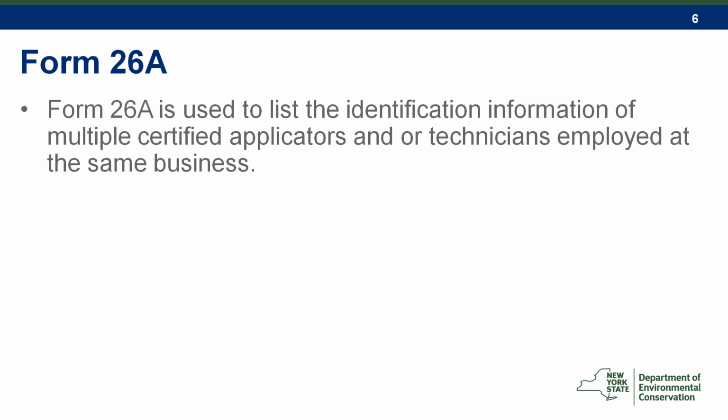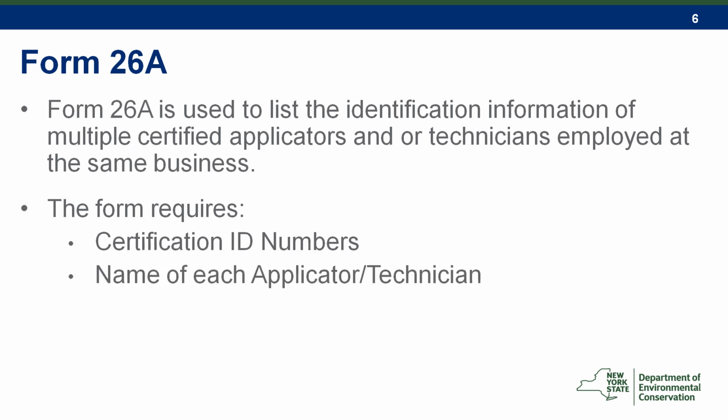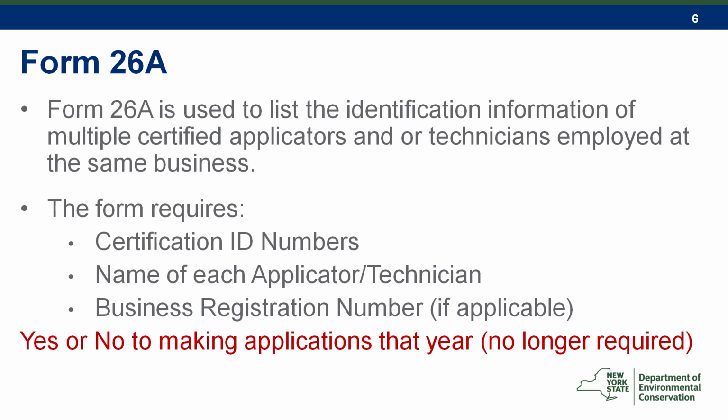Form 26A is the second form pesticide applicators should be familiar with before submitting reports. Form 26A is used to list the identification information of multiple certified applicators and/or technicians employed at the same business. The form requires certification ID numbers of each certified individual, the name of each certified individual, and the 5-digit business registration number, if applicable. The column for application made is no longer required.